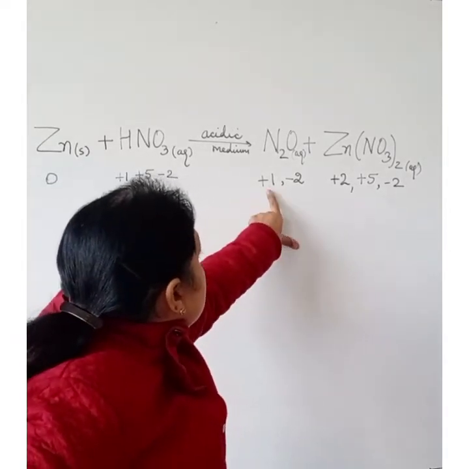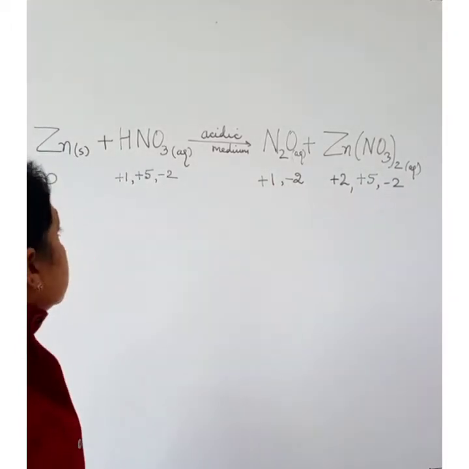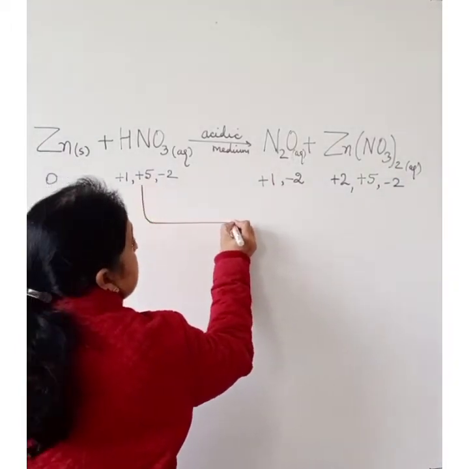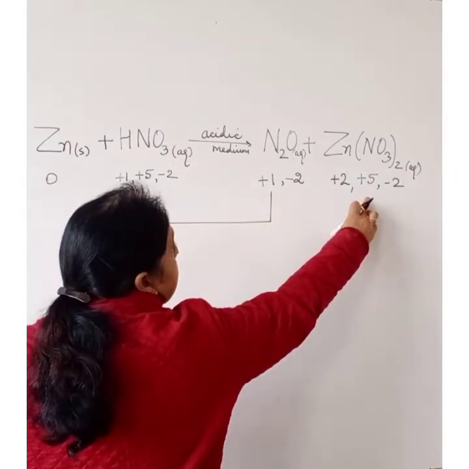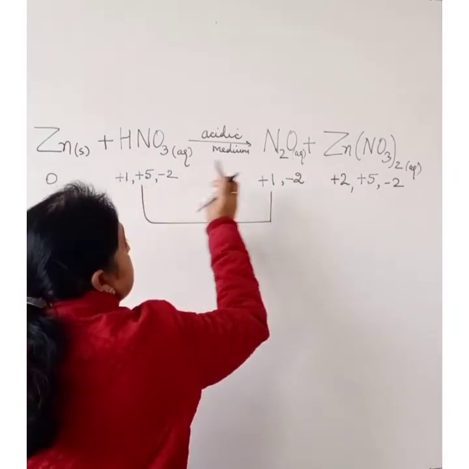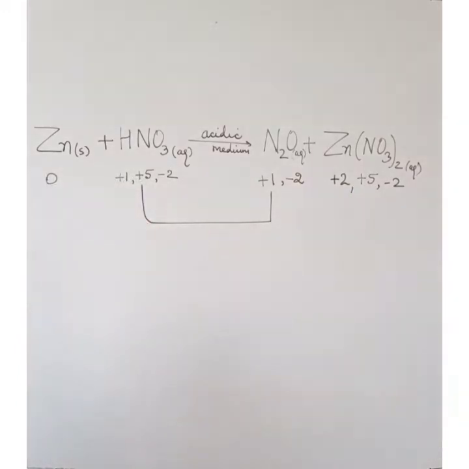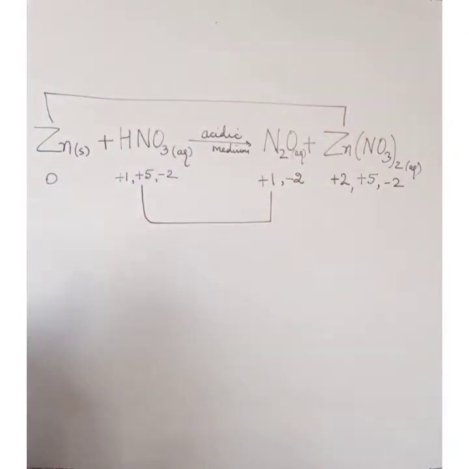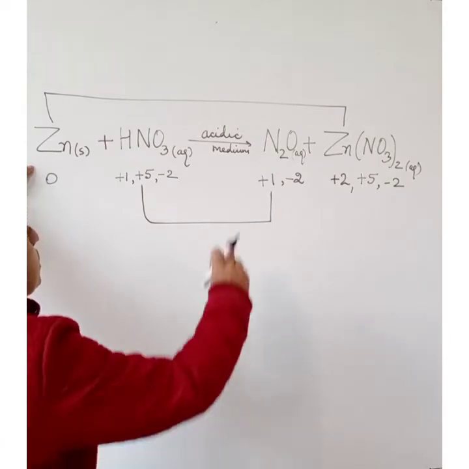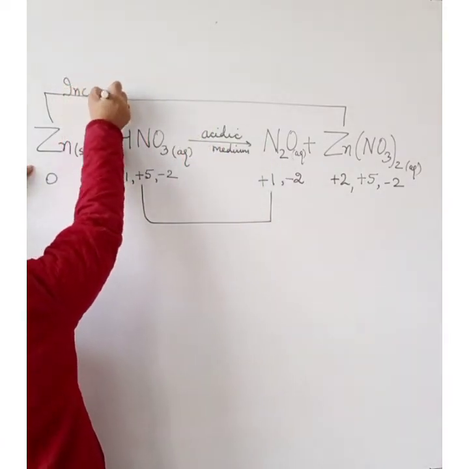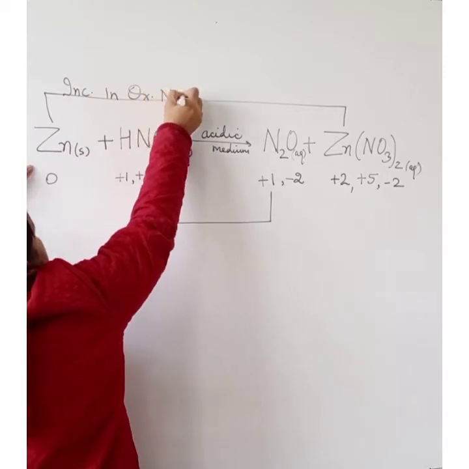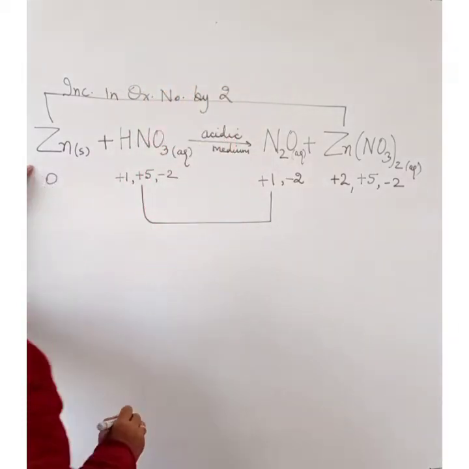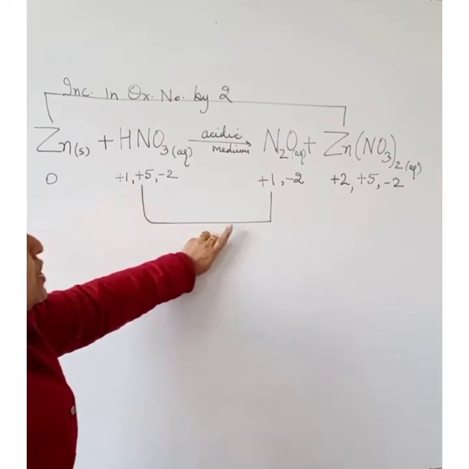here. But here it is not undergoing change. So I will connect this nitrogen here. I am not going to connect it here because in both the cases it is not undergoing any change. So I have connected them. Now zinc I am going to connect here. So I have connected. Now I will find out the increase or decrease in oxidation number. So 0 is changing into 2, so increase in oxidation number by 2. Now here +5 is changing into +1.